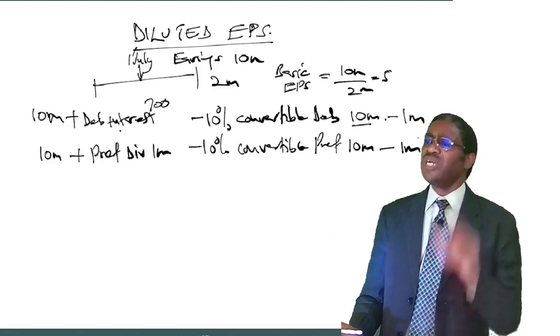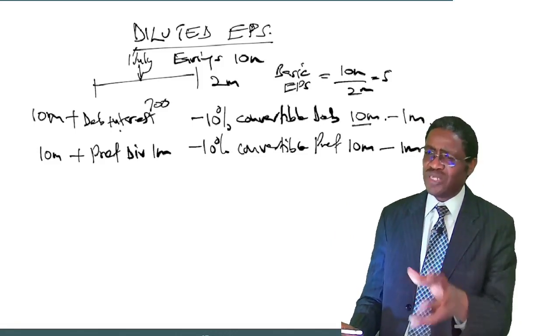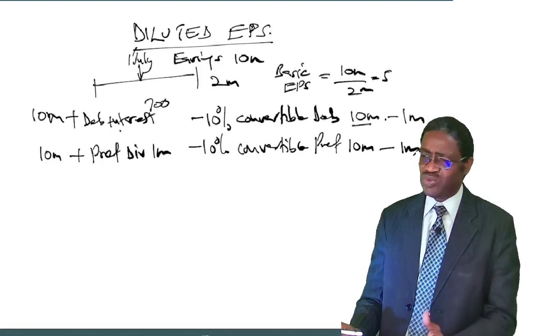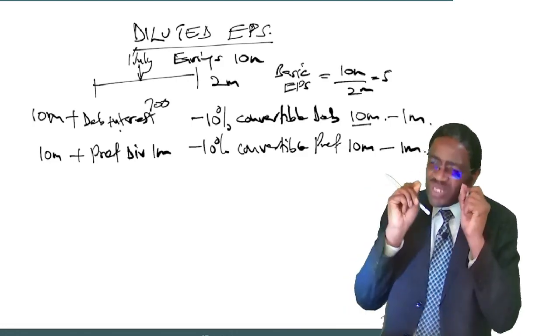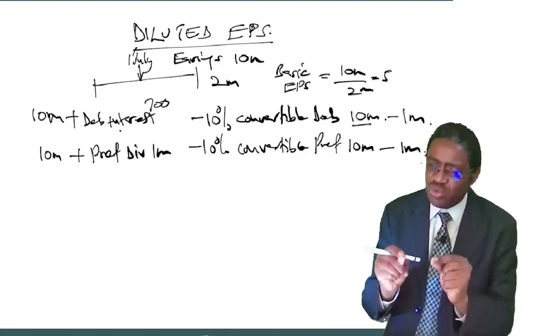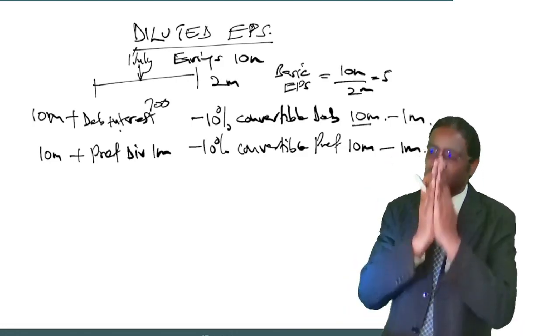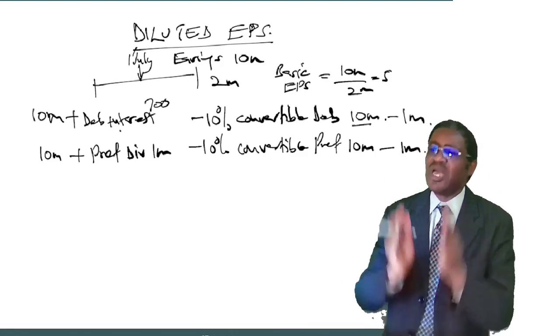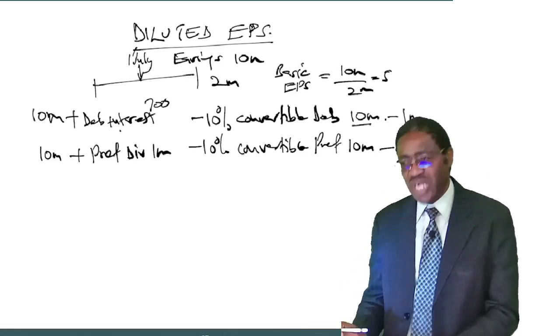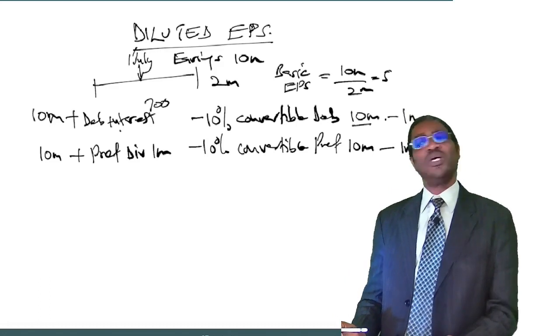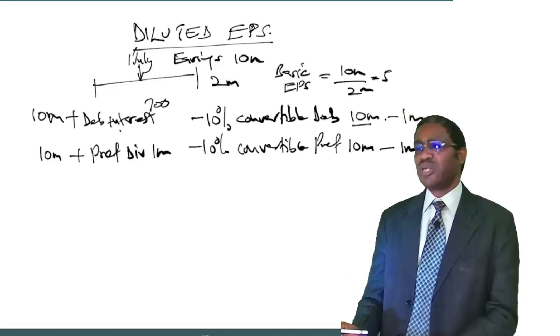Then we said, if the debentures were issued on 1st July or the preference shares were issued on 1st July, then we said the shares to be issued on conversion that time must be weighted on time basis. So I hope you still remember that.